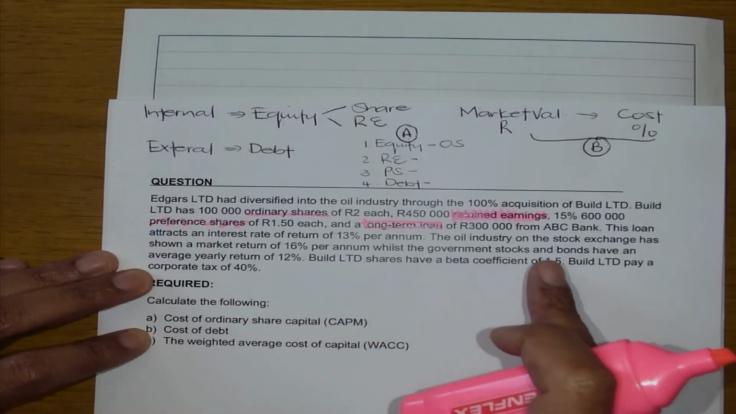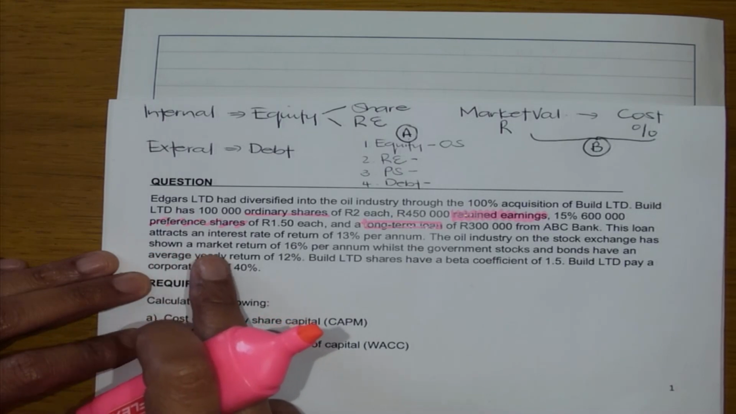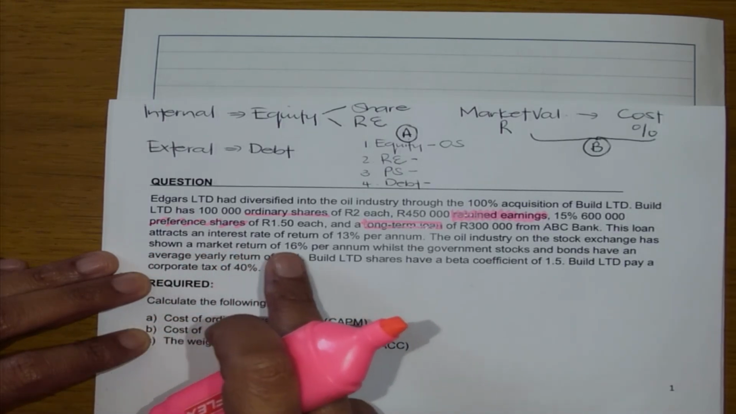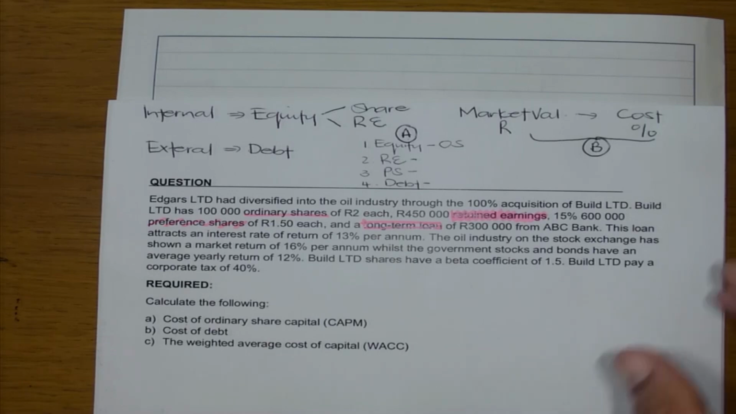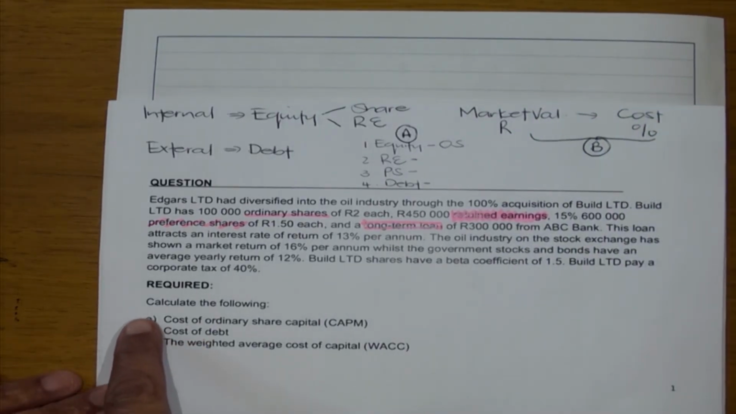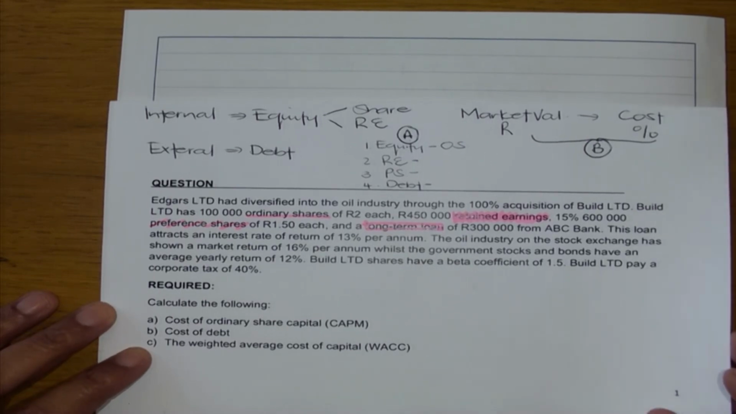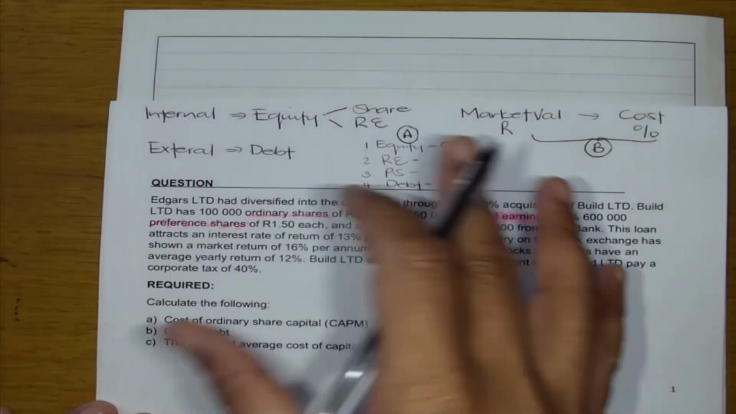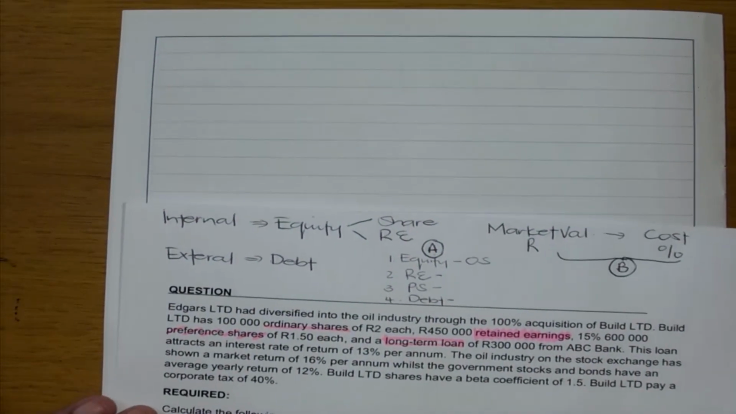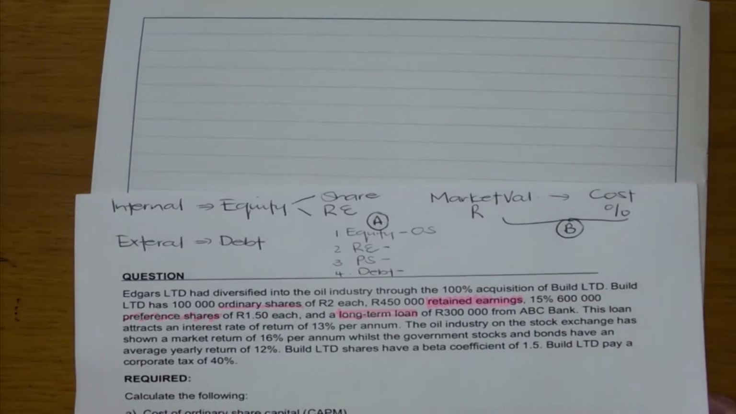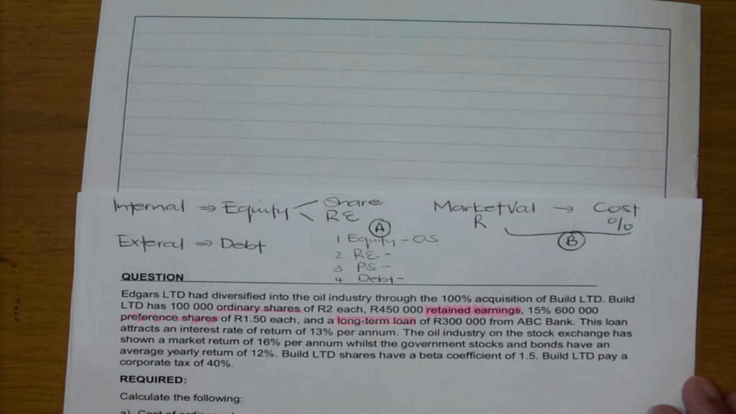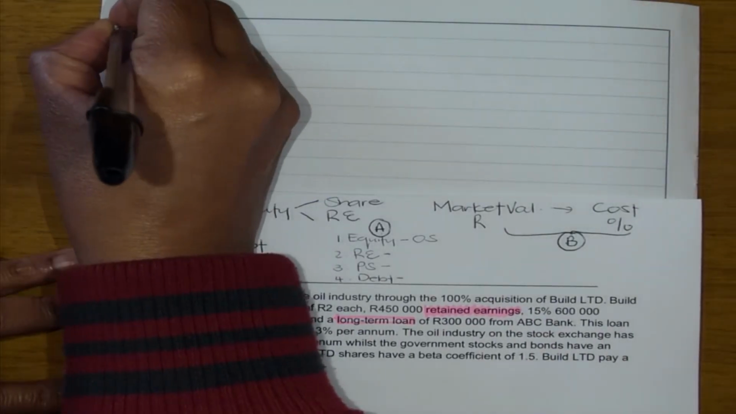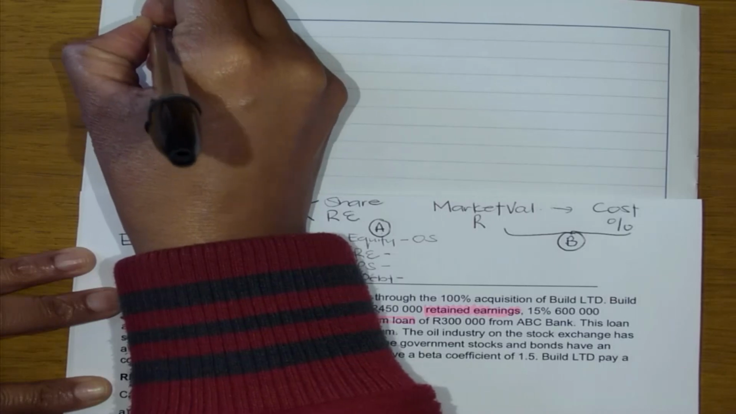The oil industry on the stock exchange has shown a market return of, so for now, what I would love to do, you can either do it A, B, and C, or you start with C. I'm going to start with C today. You can start from A, but for me, I want to have my WACC table and just fill in what I've already been given in my question, right? So I'm going to mark it clearly, which will be C, and this would be my WACC.